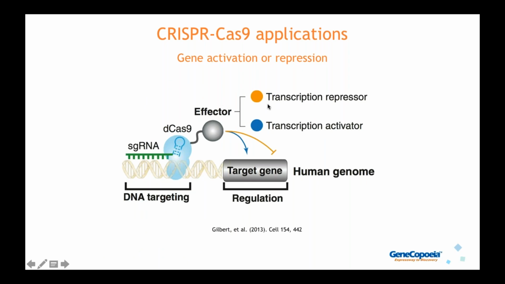And finally, the last application I wanted to mention, although I'm not going to go into detail about this, is gene activation or repression. I did allude to this earlier, where transcriptional effectors like repressors and activators can be fused to a nuclease dead version of Cas9. And when these are carefully targeted to usually the promoter regions of genes, these can lead to activation or repression of the gene without changing the nucleotide sequence.